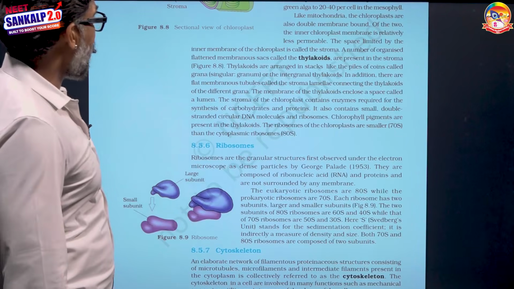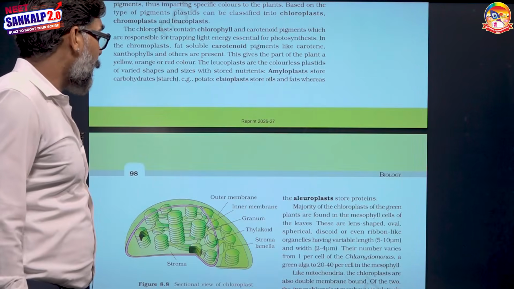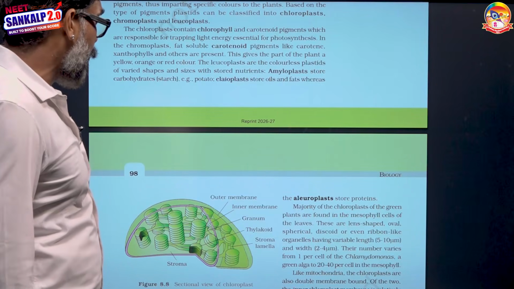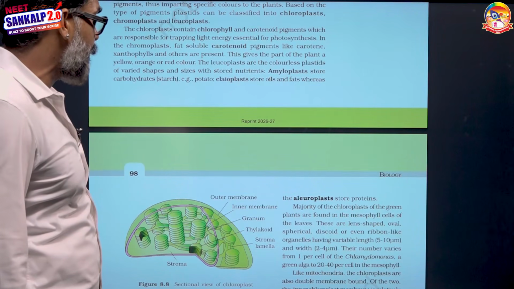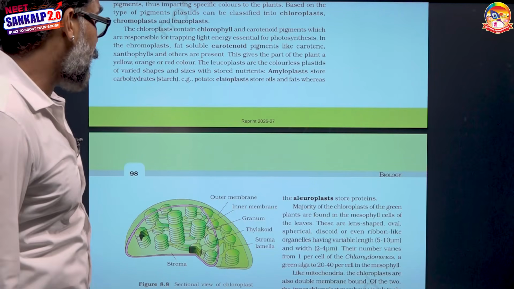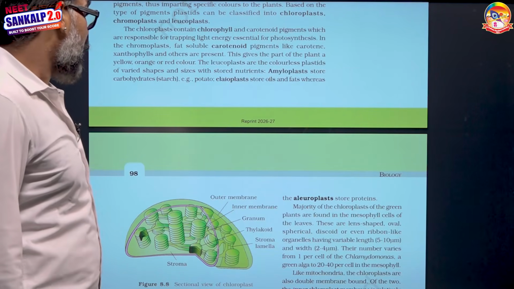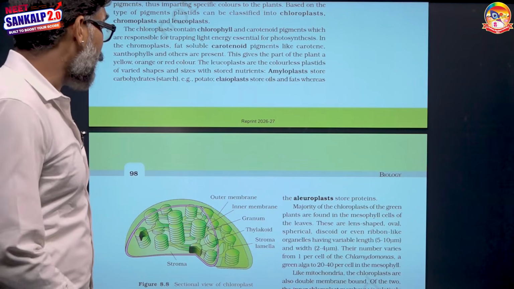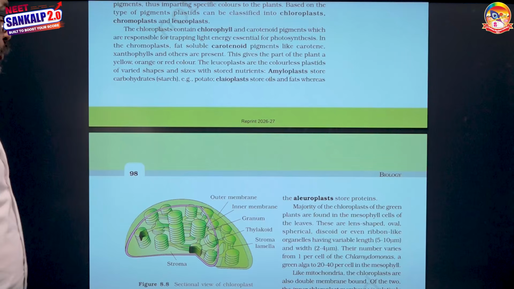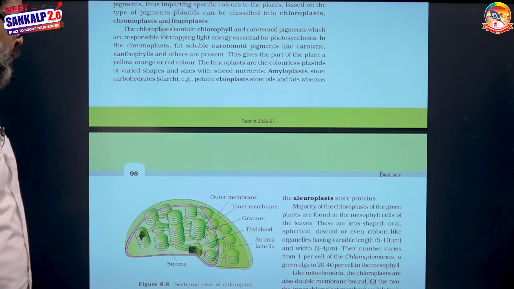Like mitochondria, they are also of various shapes: lens shape, oval, spherical, discoid, even ribbon-like, etc. Size is 5 to 10 micrometer in length and 2 to 4 micrometer in width. Their number varies from 1 chloroplast per cell as in Chlamydomonas to 20 to 40 chloroplasts per cell in mesophyll cells of the angiosperms.